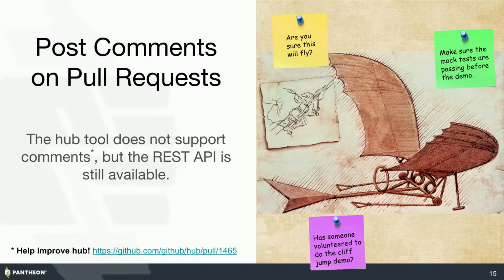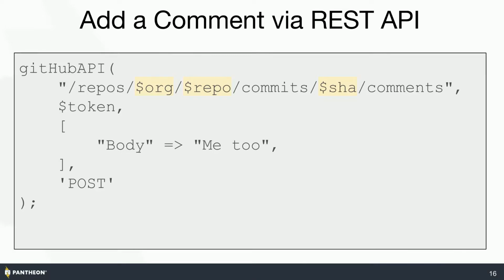Similarly, when you have automation tools, you might want to post the status of some test results in the same way that Circle and Travis do, and that is easy enough to do with the REST API. Unfortunately, the hub tool does not have a command to add a comment to a pull request, but you can see at the bottom of this slide there's a URL to a pull request on the hub tool that starts to do this. If anyone's really motivated and knows how to write code in Go, you might want to push that along a little bit.